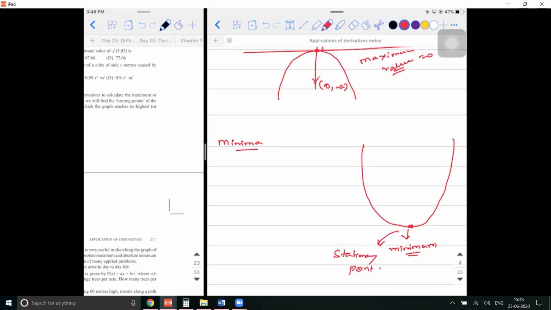Sometimes they use the term like local maxima or local minima. So it is a point of local minimum. These are all different technical terms that are used, but everything means the same: stationary point, local minimum.